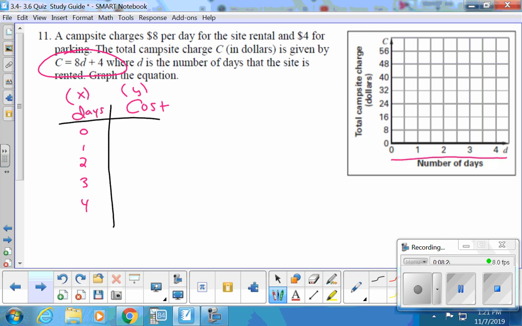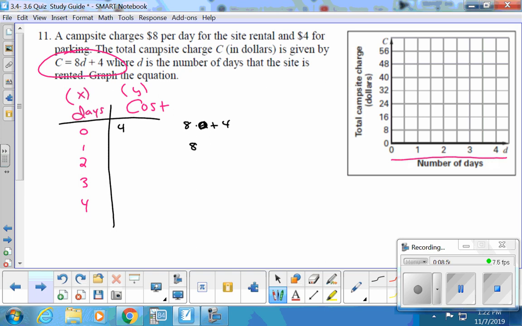You guys are pretty good at charts by now, right? No. You can either plug and chug, step at a time, putting a 0 in for D, plug it, put a 1 in for D, plug it, or you can even have the calculator make the table for you. We've done tables in the calculator, haven't we? Since I don't have my calculator pulled up right now, I'll just do it the old-fashioned way. You're going to put a 0 in for D. So it's 8 times 0 plus 4. Oops, that's a 0. That'd be 4.